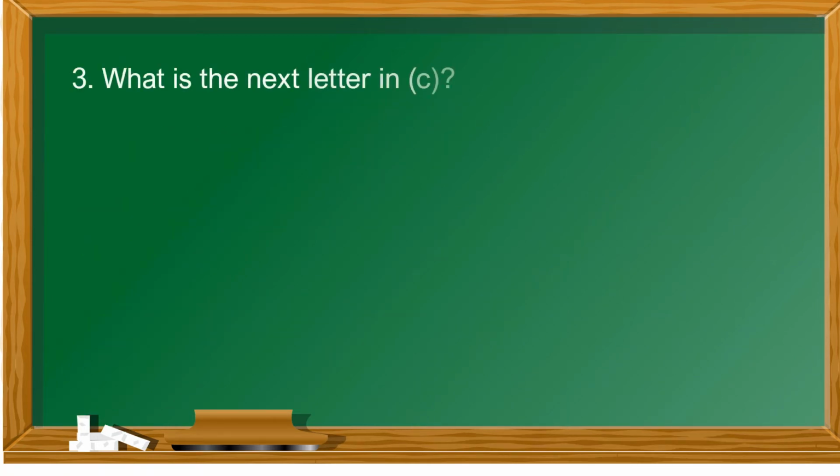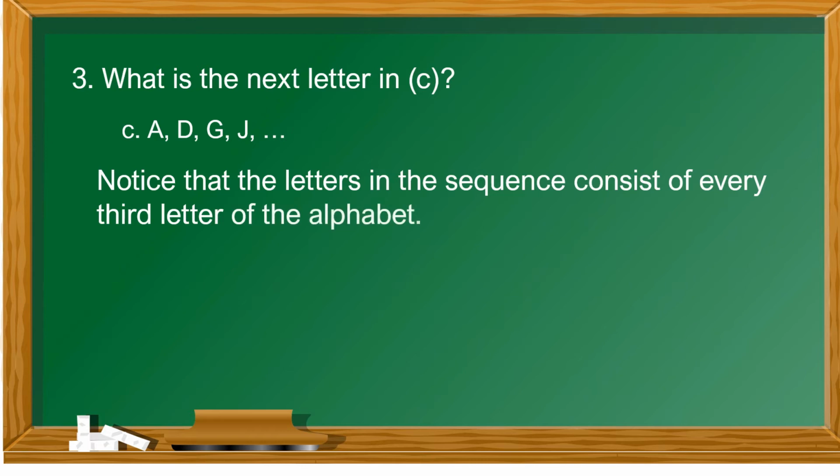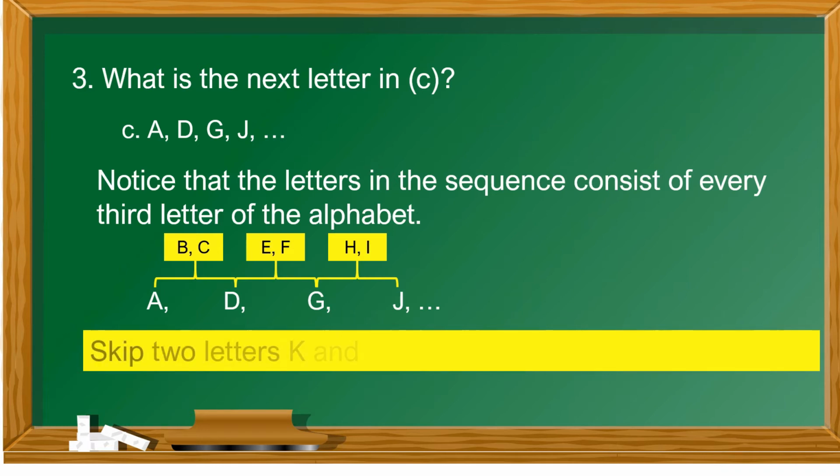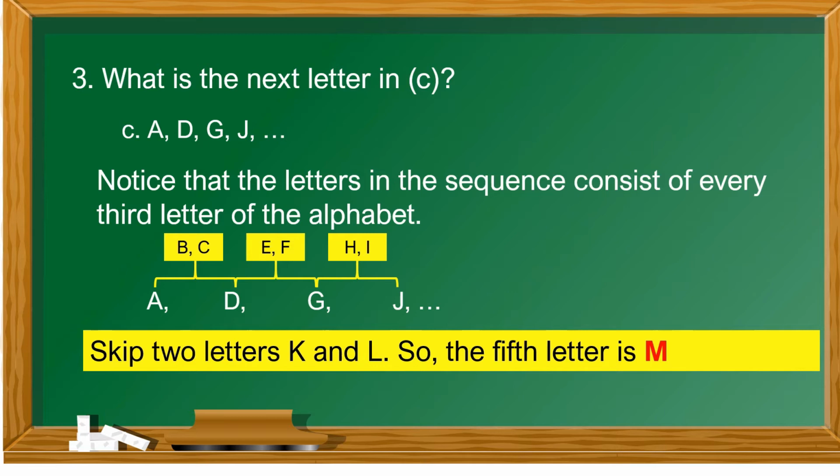For number 3, what is the next letter in letter C? The sequence in letter C is A, D, G, and J. Notice that the letters in the sequence consist of every third letter of the alphabet. Here is the example. Now, what do you think is the letter that comes after letter J? You need to skip 2 letters, K and L, so the third letter is letter M. So the answer is letter M.